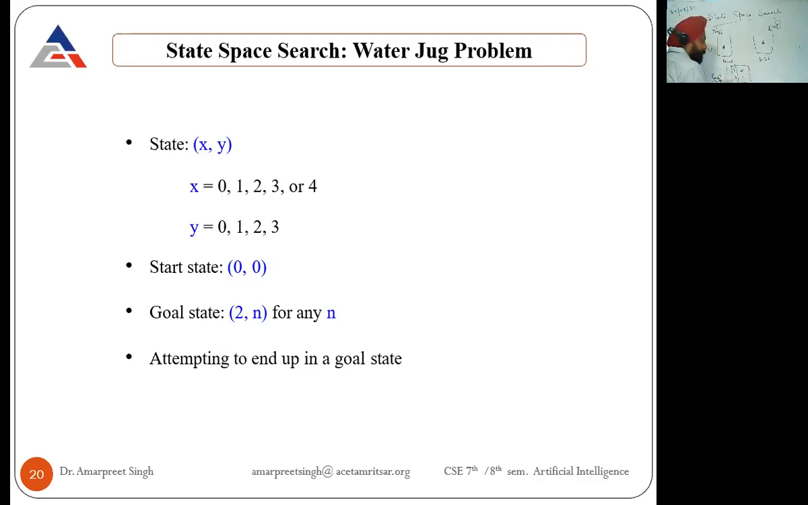But what is the first value? It should be 2 liters. So we are attempting to end up in a goal state. So this is the water jug problem.